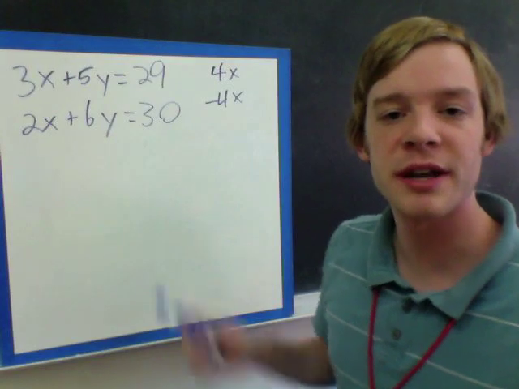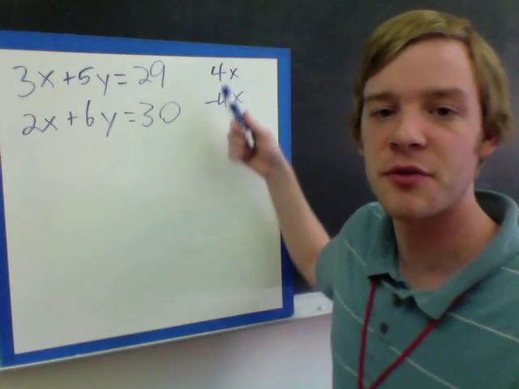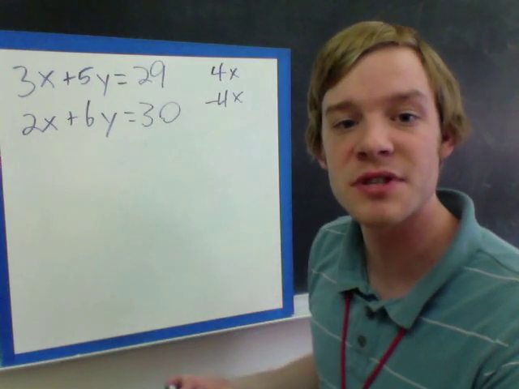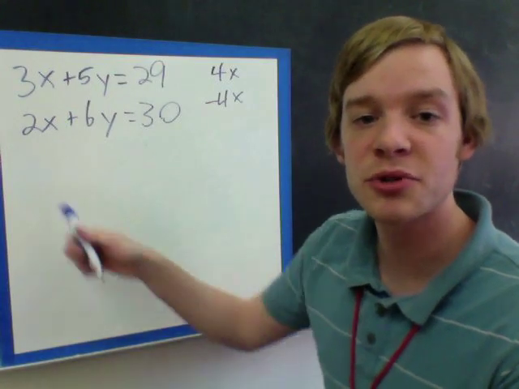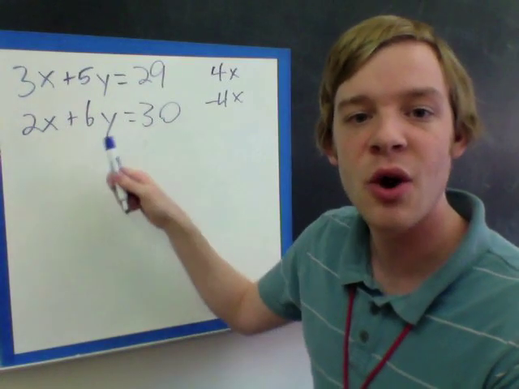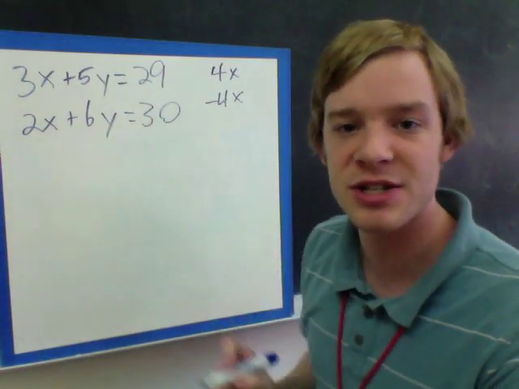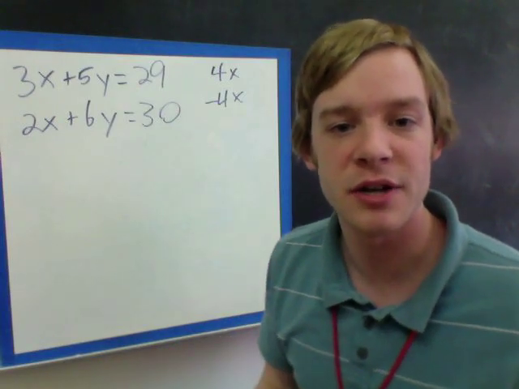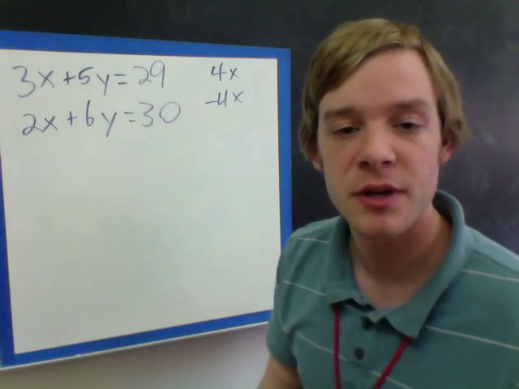I want to try and get a pair of opposite terms here, 4x and negative 4x. If I combine these together, they go to 0 and they cancel out. So I want to try and either get a pair of opposite terms here to cancel out my x's, or a pair of opposite terms here to cancel out my y's. This will let me solve and come up with numbers for both of them.